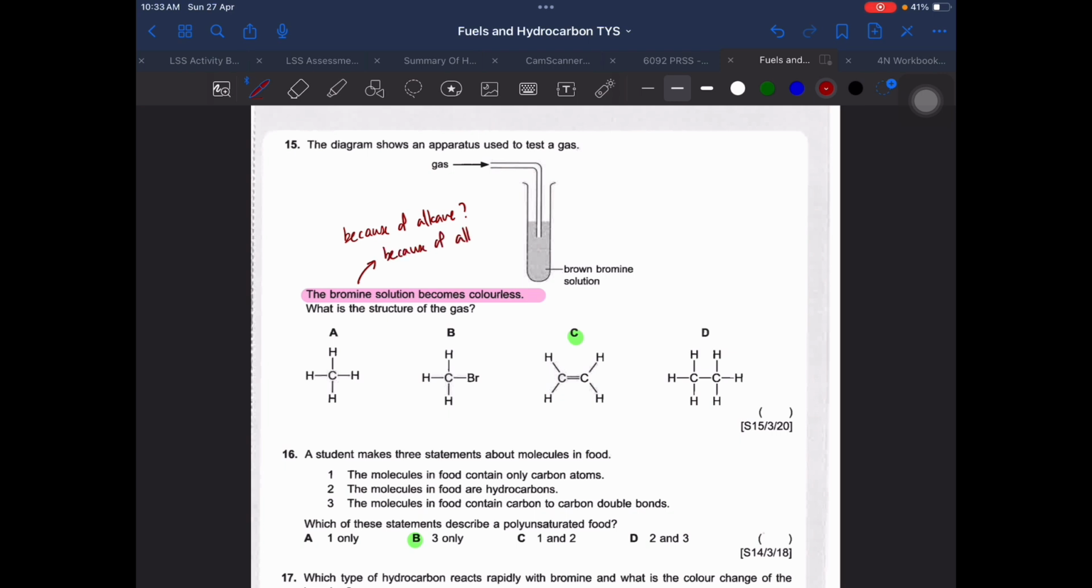Because if you know whether it's alkane or alkene, then you can know what the structure of the gas is. So to remind everyone here, the reaction happens not because of alkane, it's actually because of our favorite alkene. And alkene, we all know, must have a C=C double bond. That's why for the question here, you need to be able to zoom in to know what the structure is.